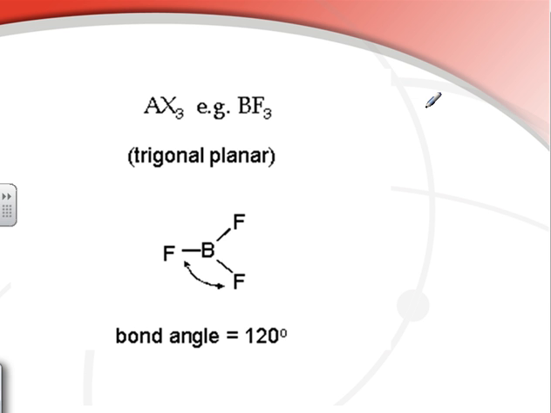Here's an example of an AX3 or a trigonal planar shape. So the example is boron trifluoride. Again, this is an incomplete octet. How does it work? Well, we've got some hybridized orbitals. Your bond angle ends up being 120 degrees. So if you have a central atom with 3 things attached to it and no lone pairs, that's called trigonal planar.